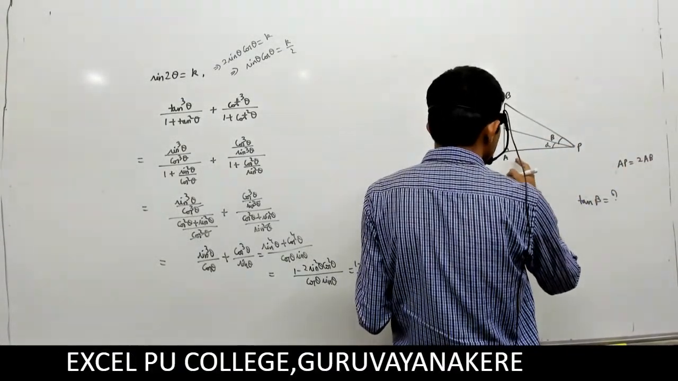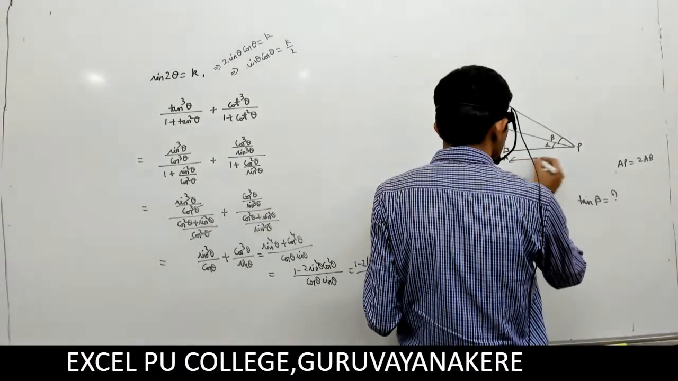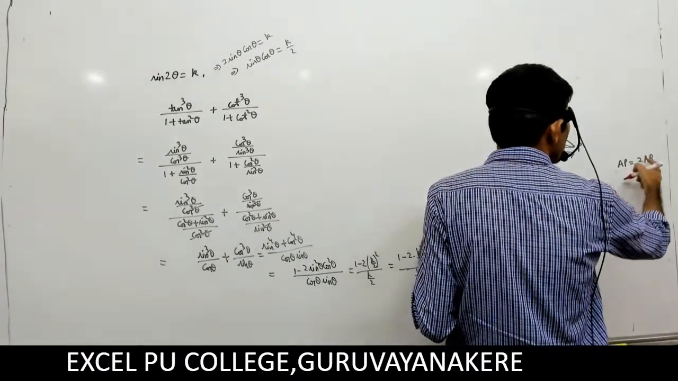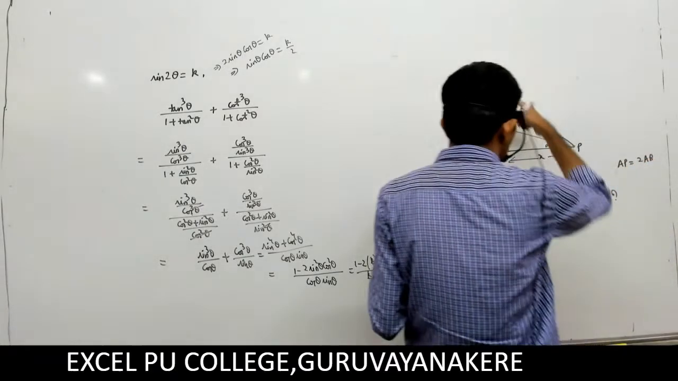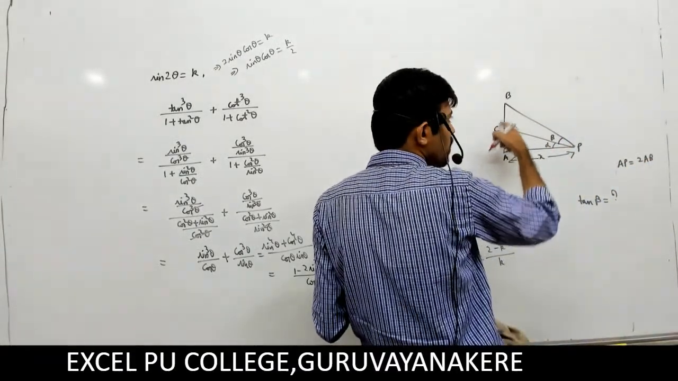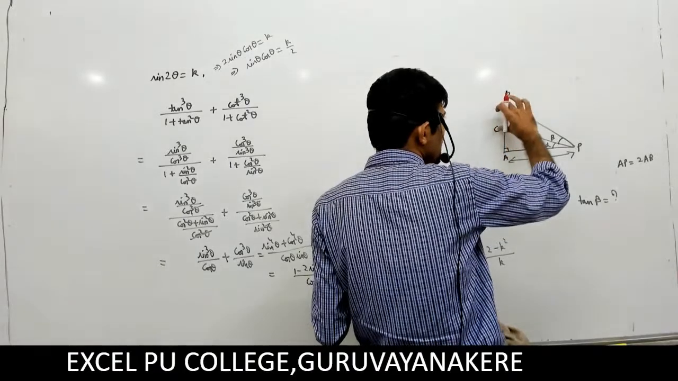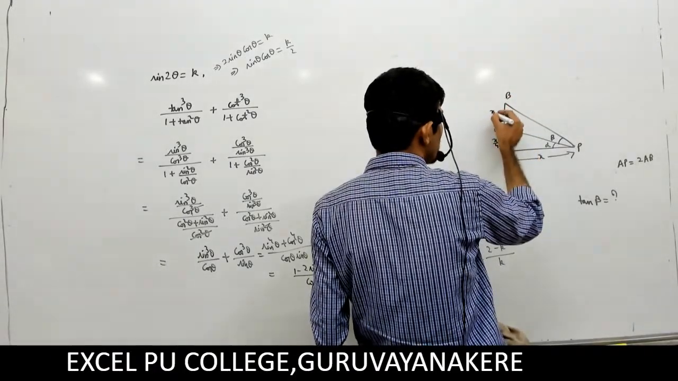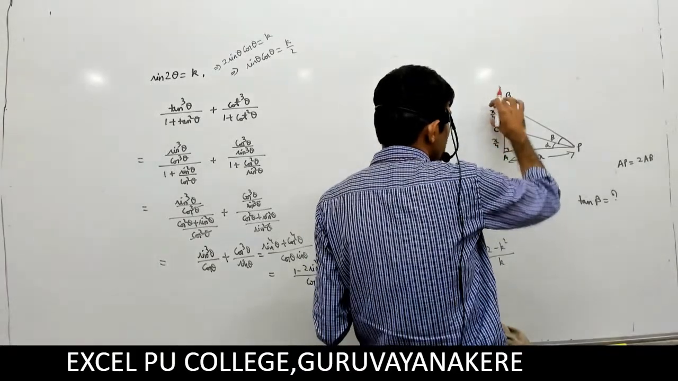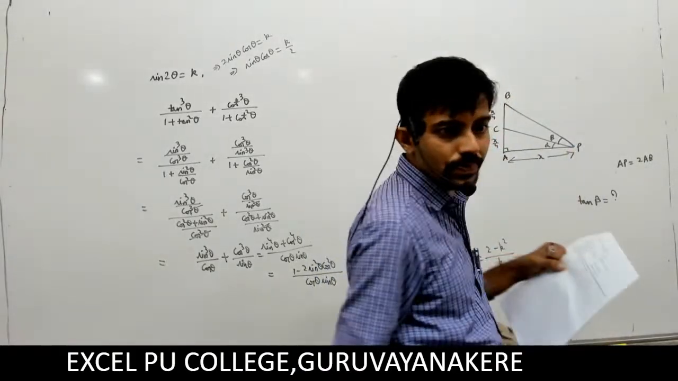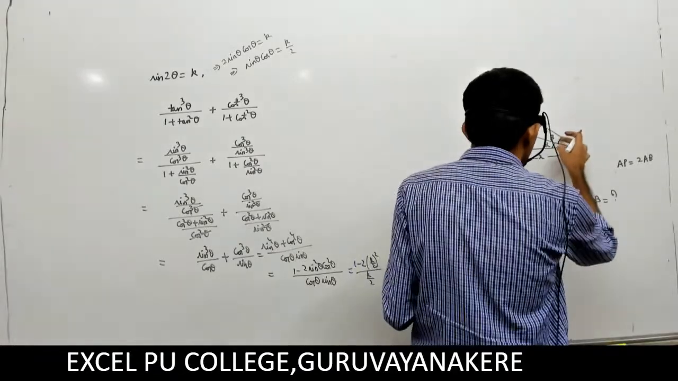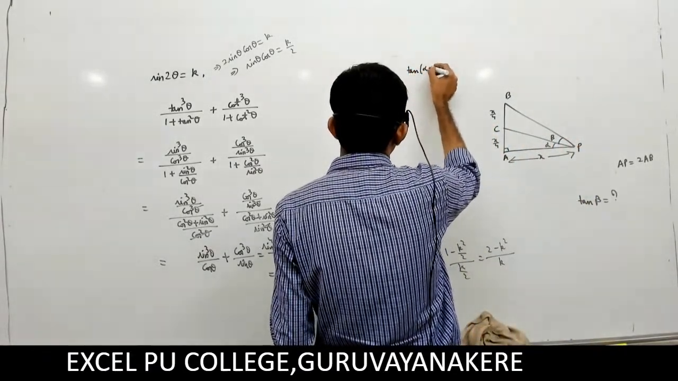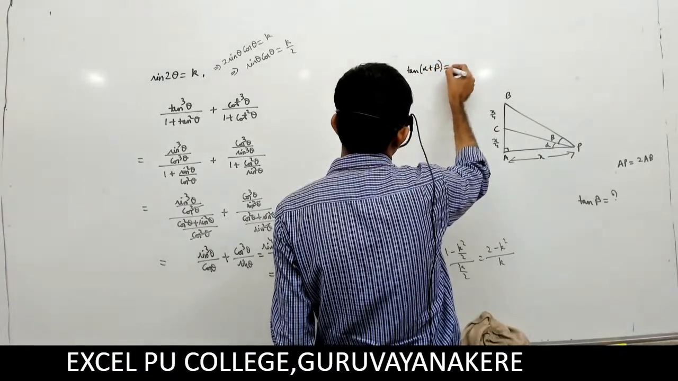Suppose AP is x, then AB becomes how much? AP by 2, x by 2. And C is the midpoint of AB, no? So this length is equal to this length. This will be x by 4, this also x by 4. So x by 4 plus x by 4 will be x by 2. Tan of alpha plus beta, I write down.